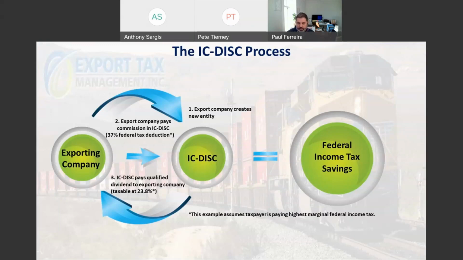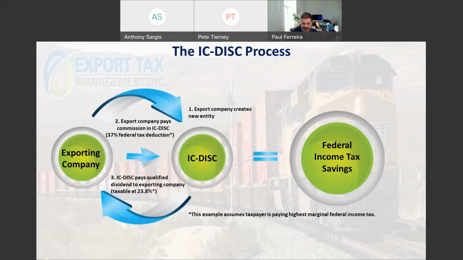Now, some things to remember. The IC-DISC is a separate legal entity. It is a simple C corporation incorporated within any state in the United States or the District of Columbia. It can only have one class of common stock. It has to have at least $2,500 of capitalization. It's just a very simple entity to set up. But it does have to be a walking, talking, living, breathing corporation. It has to have a checking account where you deposit $2,500.